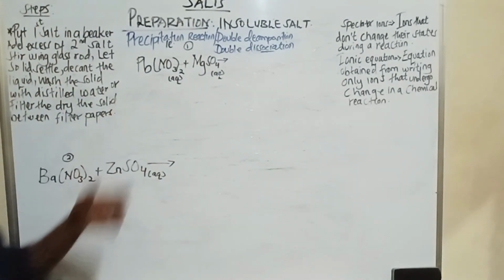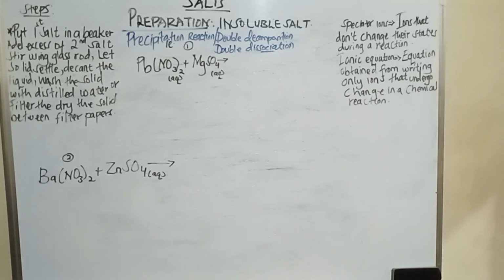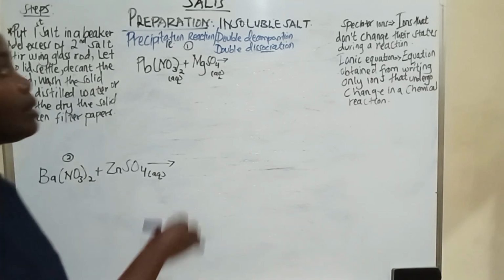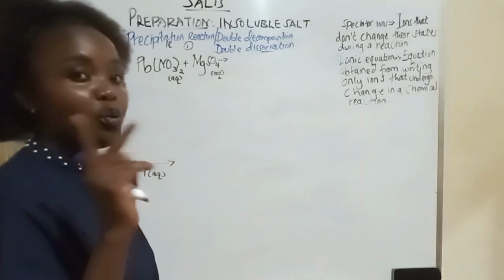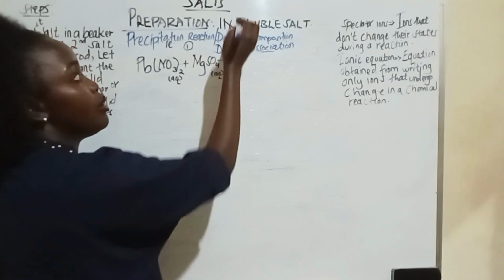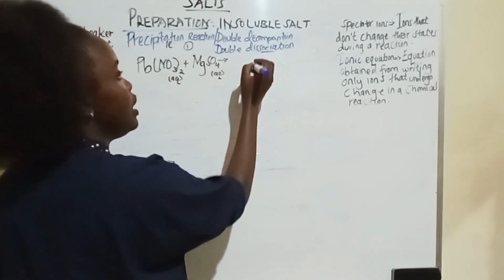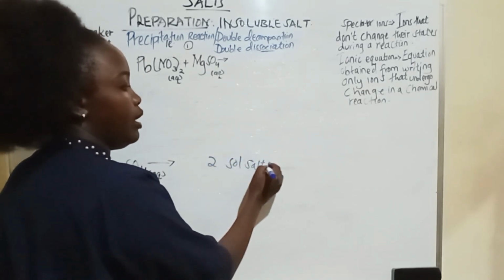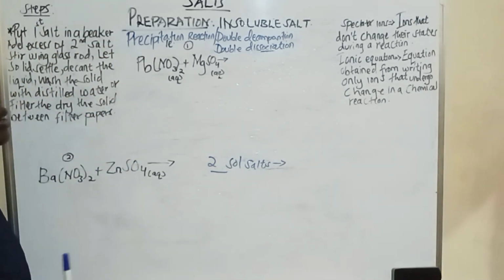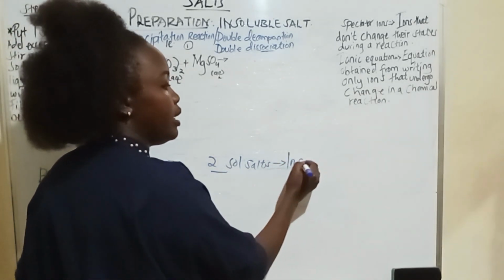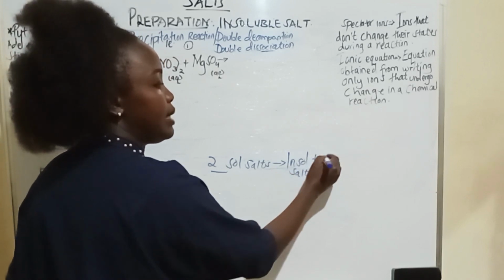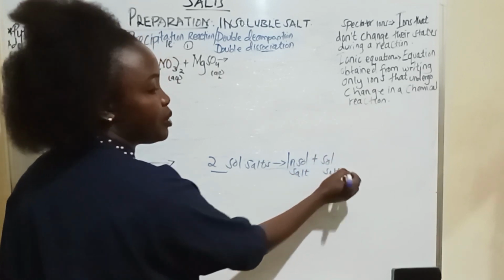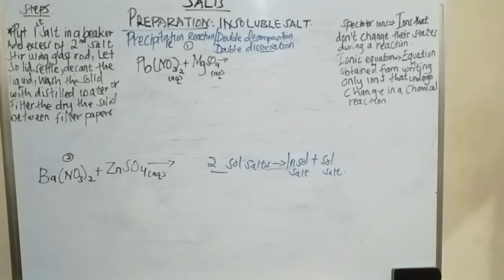Now, how do you prepare an insoluble salt? Another thing during preparation of an insoluble salt in precipitation reaction or double decomposition, you're going to use two soluble salts. So this whole process involves two soluble salts, okay? So you react two soluble salts to get one insoluble salt plus another soluble salt. So that is double dissociation.